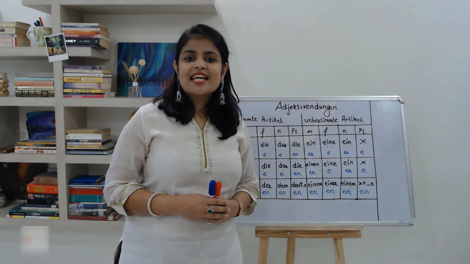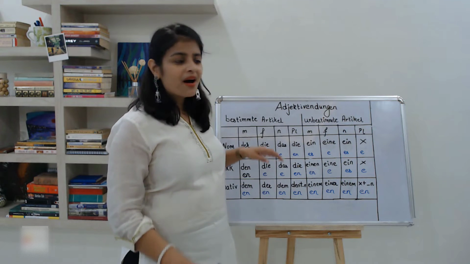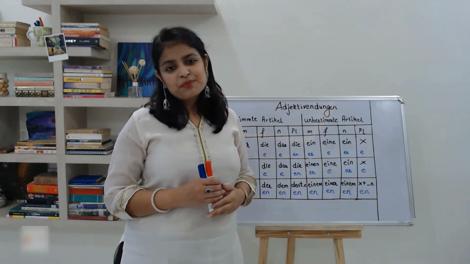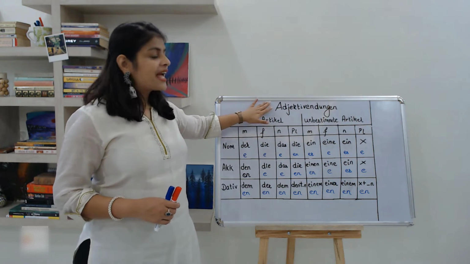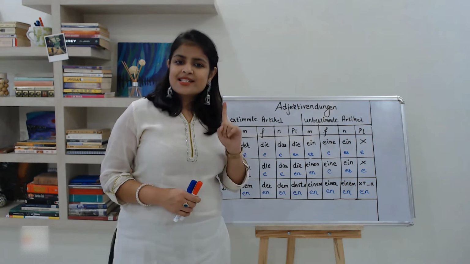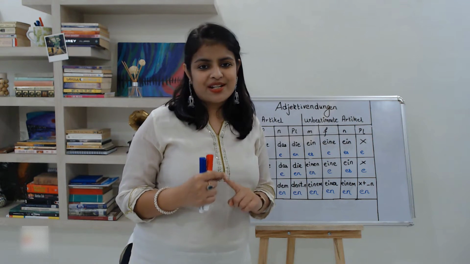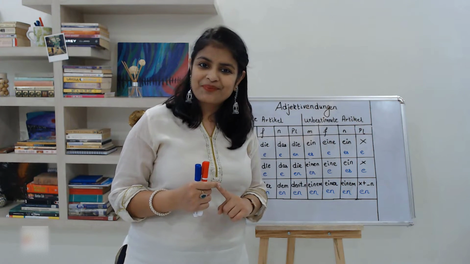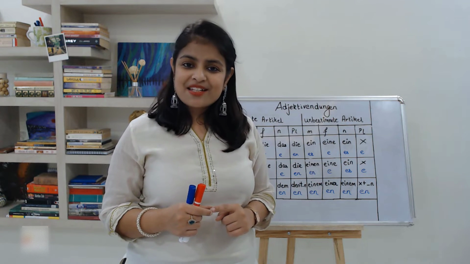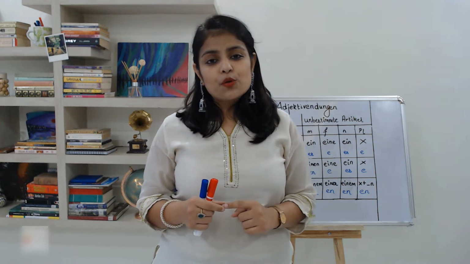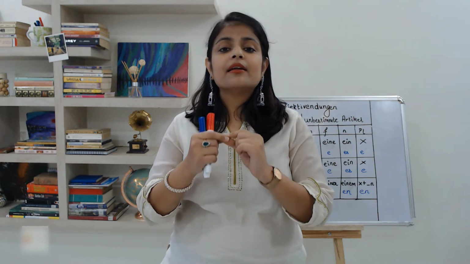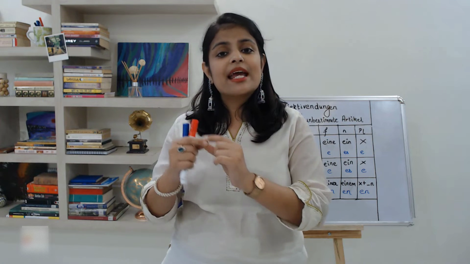So, das waren die einigen Beispiele zu dem Thema Adjektivendungen. So, these were the few examples for adjective endings. So, first thing, when do we use adjective endings? Wann benutzen wir die Adjektivendungen? So, wir benutzen die Adjektivendungen, wenn das Nomen nach einem Adjektiv steht. So, we use adjective endings if the noun is present after an adjective.